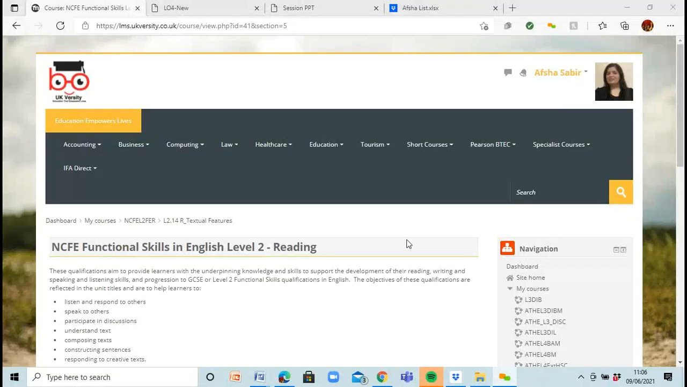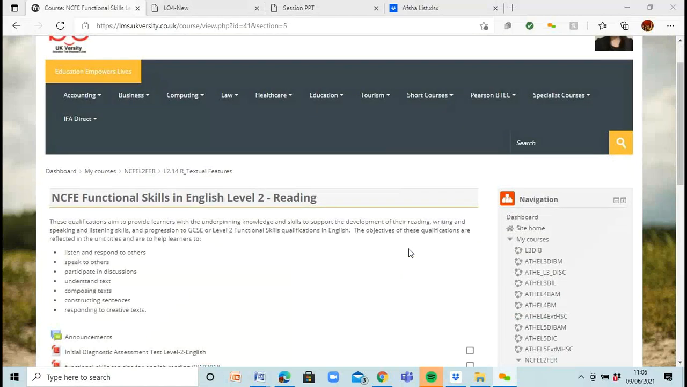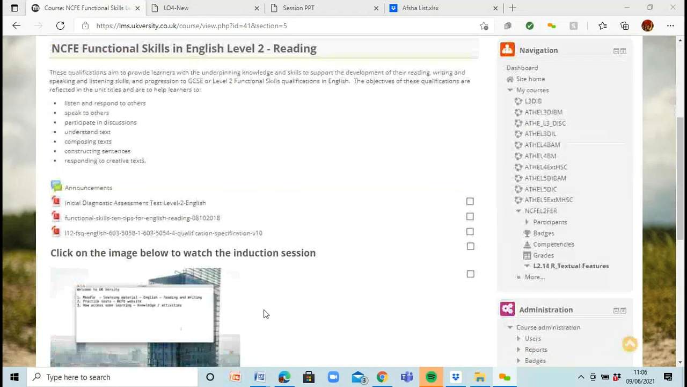So we're looking at level 2 English reading section, and we're looking at textual features. We're going to look at what sort of different features are within a text, what sort of format you can do for a text, and so on here.